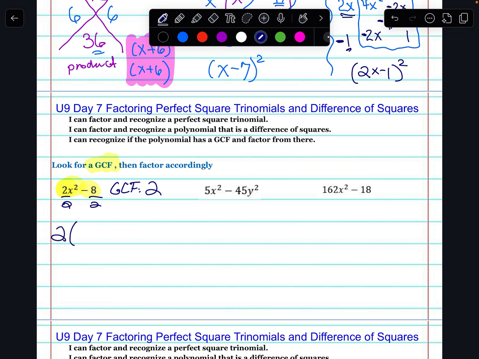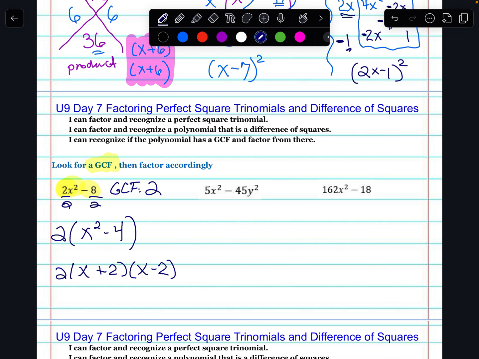So I keep the 2 out in front, and this is kind of like what we did last week. I have 2 times x squared minus 4, and that was our very first example, x squared minus 4. So hopefully you remember that that is x plus 2 and x minus 2, because there's no middle term, and those opposites cancel each other out.